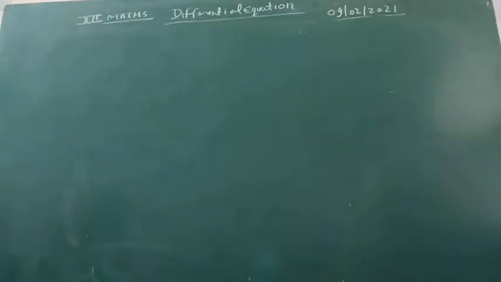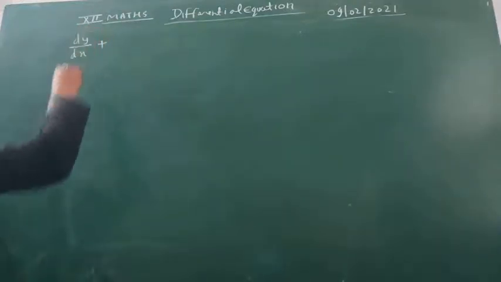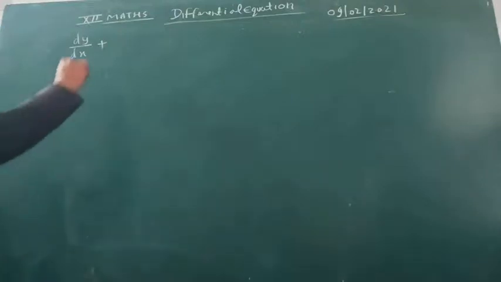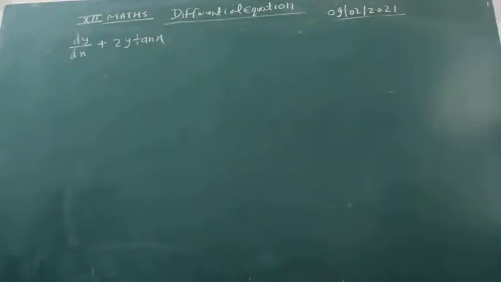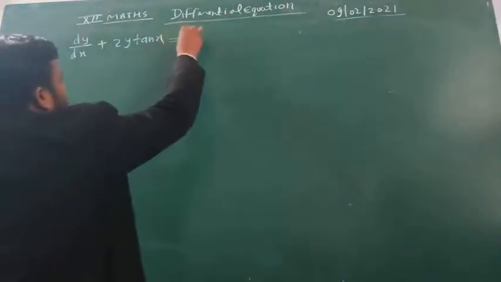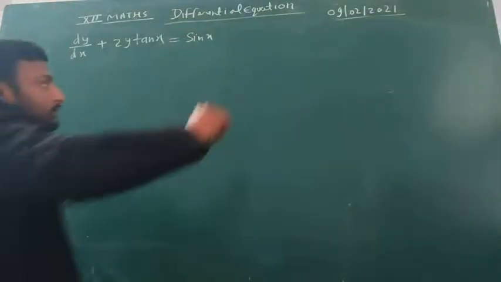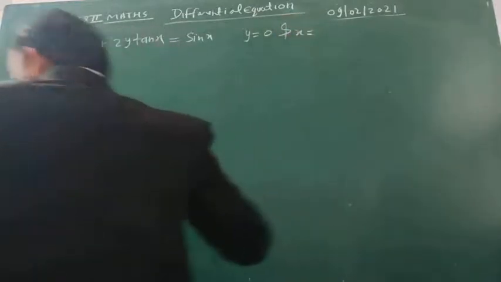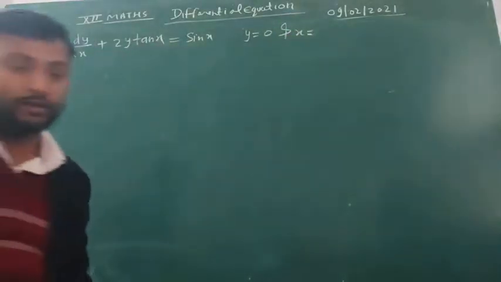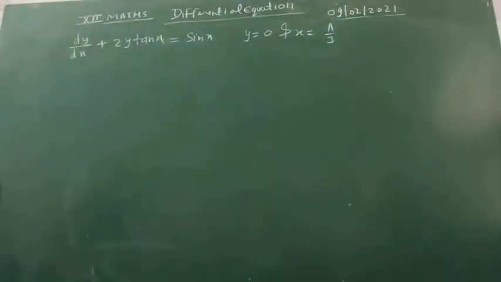Next question is, friends, solve the differential equation dy by dx plus 2y tan x is equal to sin x, and given that y is equal to 0 when x is equal to pi by 3. Okay students, so we have to find the particular solution of this question.